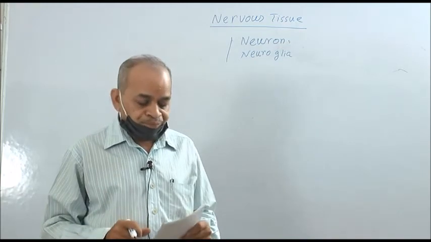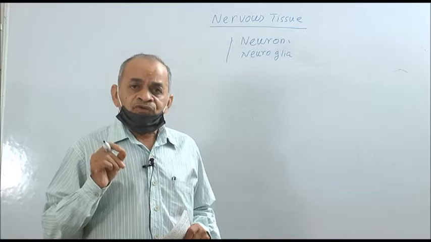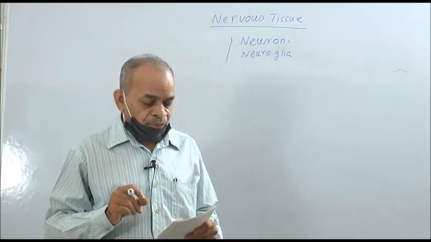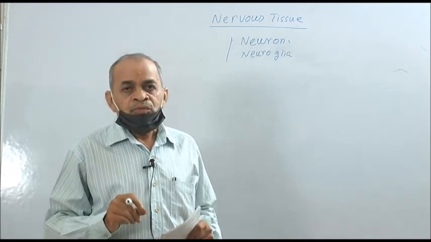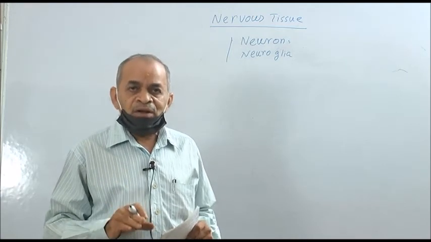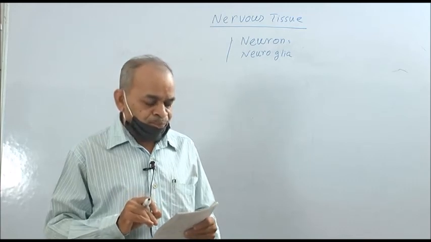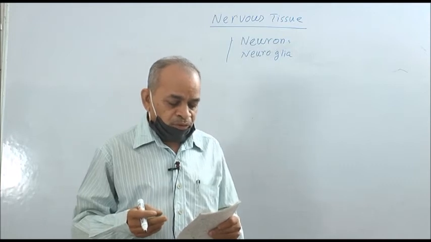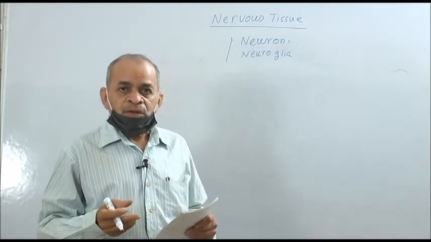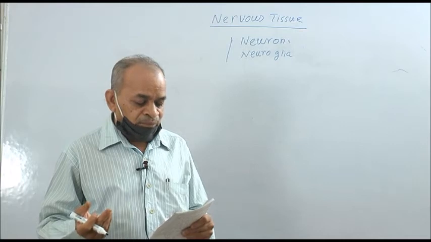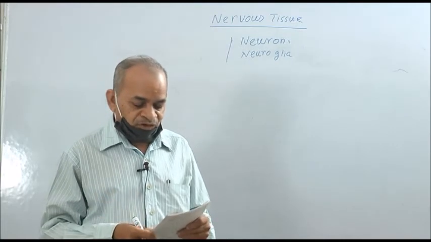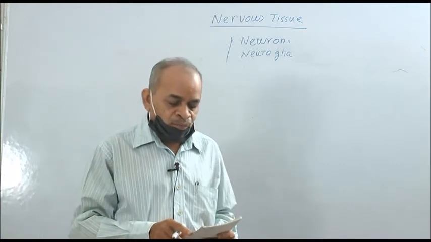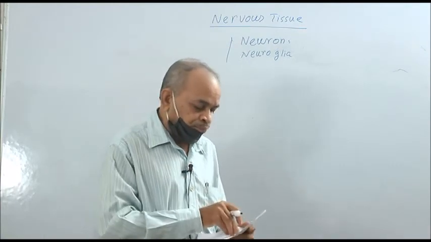And the neuron. Neuron is the structural and functional unit of the nervous system. In the nervous system there are various processes called nerve fibers. Two types of nerve fibers are there. One is axon, the other is the dendron.